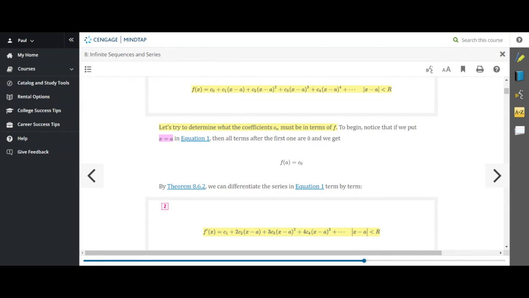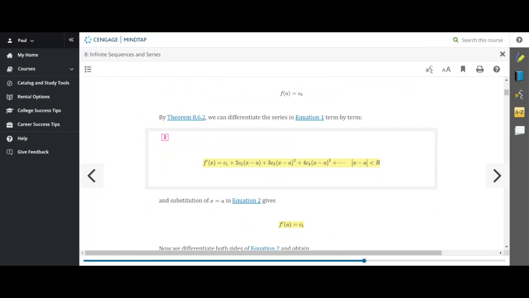All right, well, what we want to do is do the same thing we tried before. Let's figure out what f prime of a would equal. If we let x equals a and substitute that in all the terms, all those terms are going to drop out except C1. So C1 equals f prime of a. How about that? Now we know what that first coefficient is. C1 is f prime of a.